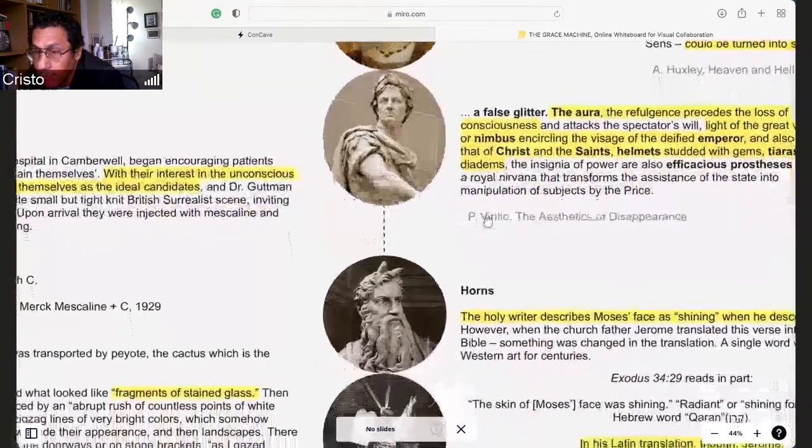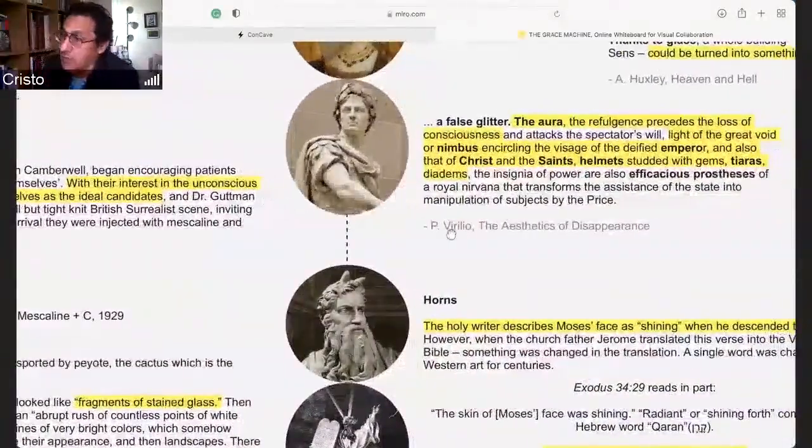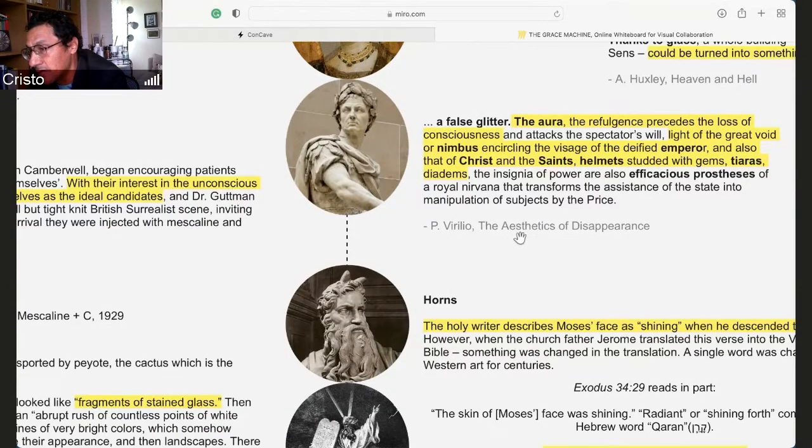Paul Virilio writes in The Aesthetics of Disappearance, the false glitter, the aura, the refulgence precedes the loss of consciousness and attacks the spectator's will. Light of the great void, the nimbus encircling the visage of the Roman emperor, and also that of Christ and the saints. Helmets studded with gems, tiaras, diadems. The insignia of power are also efficacious prostheses of royal nirvana that transform the assistance of the state into manipulation of subjects by the prince.